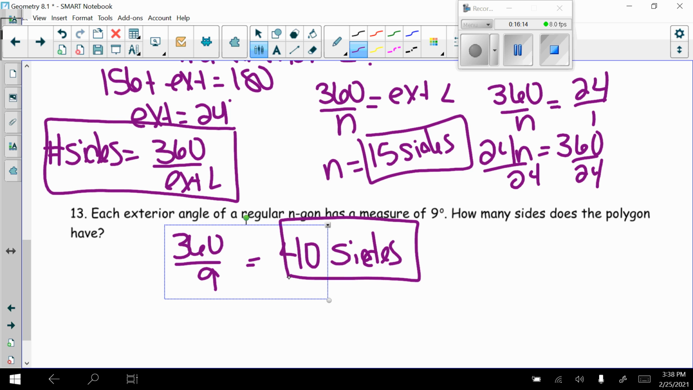All right, so that is section 8.1, our angle measures inside polygons. Your homework is worksheet 8.1a. You can find it on Canvas. I do not have that printed off for you. You're going to do number 2 through 40 even, so you're only going to do the evens.